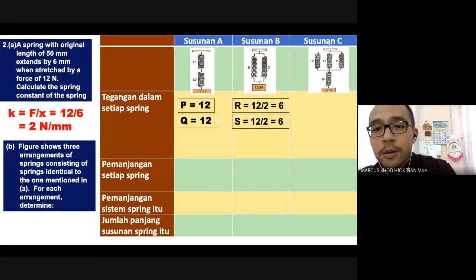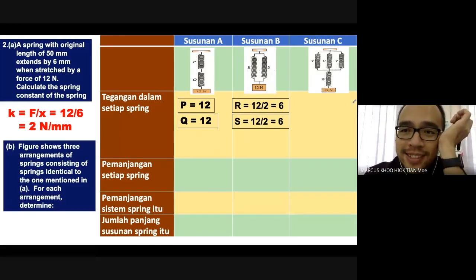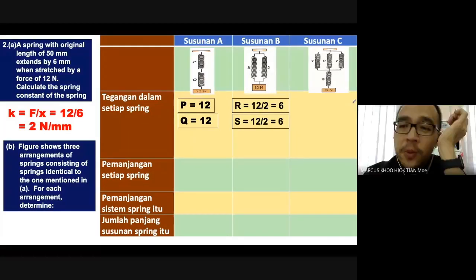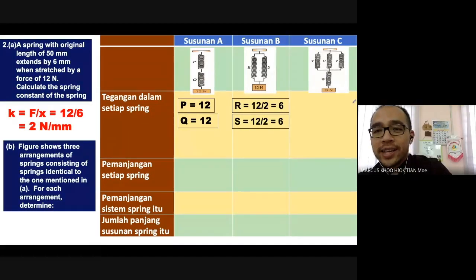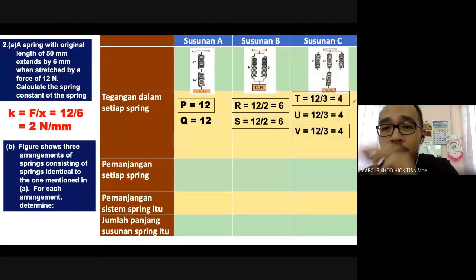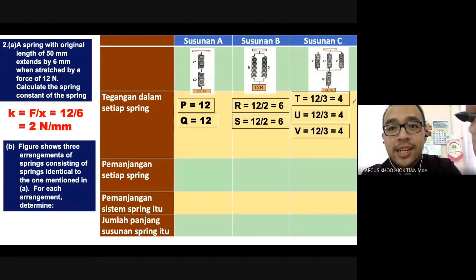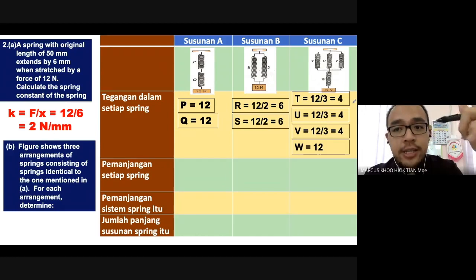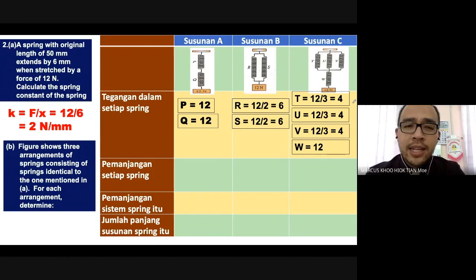Okay, anyway, what about this? TUVW. This is interesting. 4, 4, 4, 12. Oh, excellent. Okay, TUV will experience 4 each, because they are in parallel. But together, they will experience 12. Manakala W alone, because he is in series, okay, will experience 12. Okay, that's very good. Was that Elijah that answered this just now?